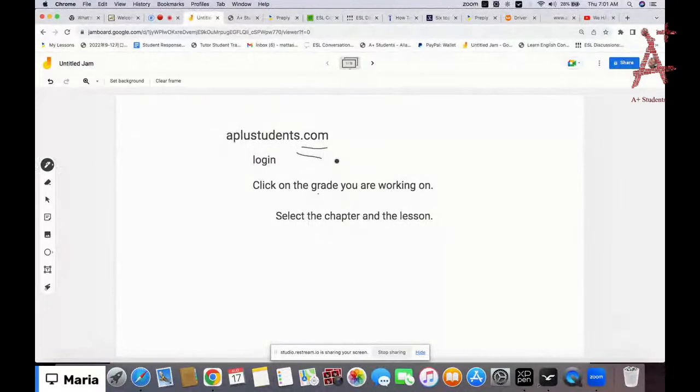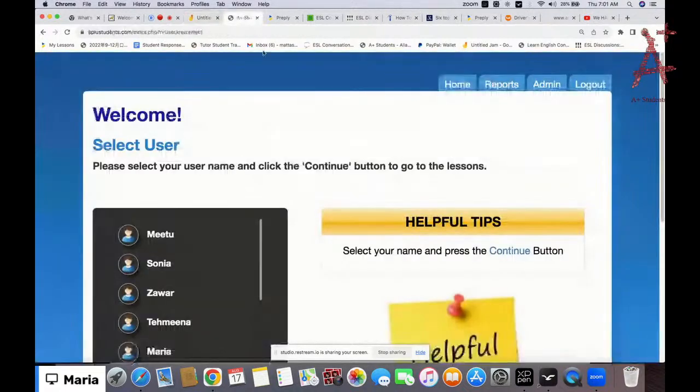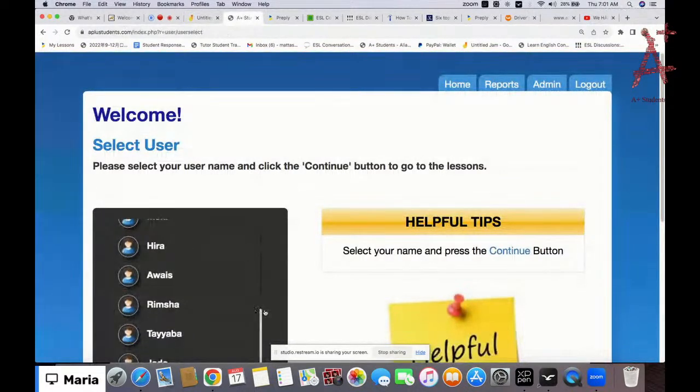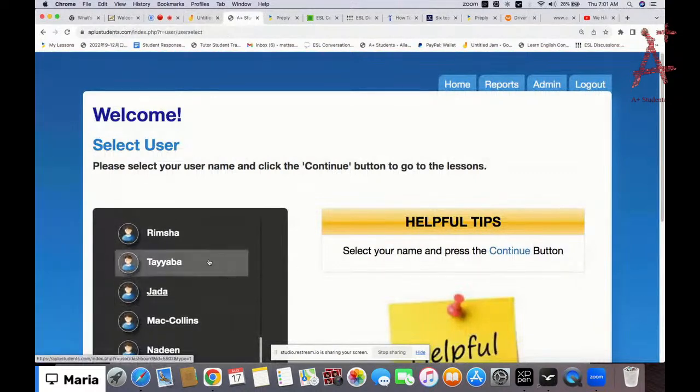Okay, so first, what you need to do is log in using the aplusstudent.com. You put your email and you also put your password, and then you click on your name next. So let's go down there. Okay, so these are the names. So you just need to find your name, click on your name, and then we move on to grade 5.